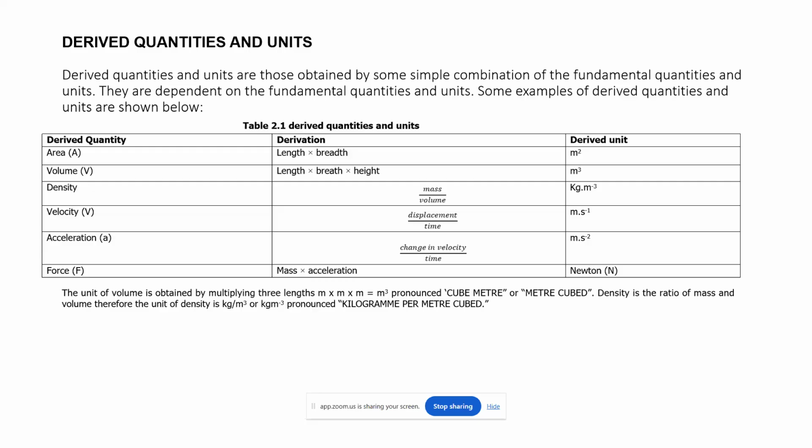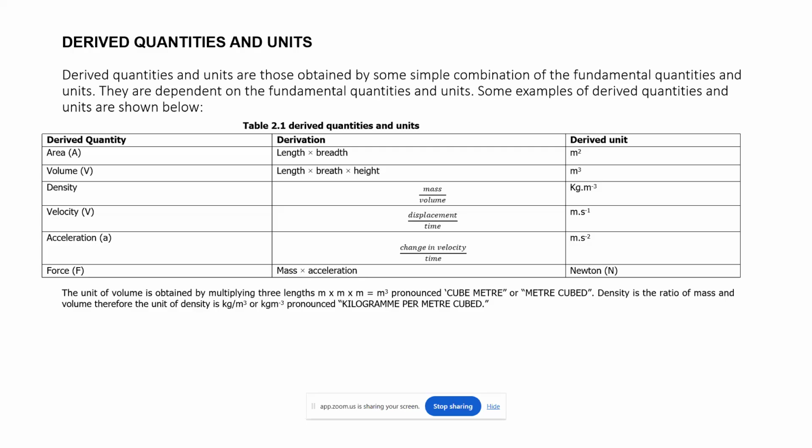Now, for the derived unit, since we are multiplying length in three places, we are going to have m times m times m. That is giving us m cube. That's how we got the unit m cube for volume. Now we move to the next.